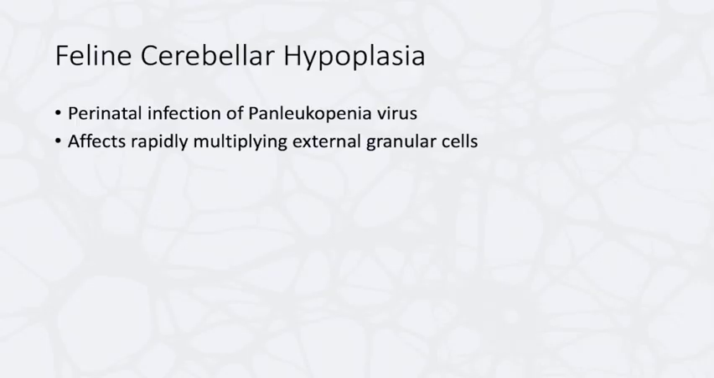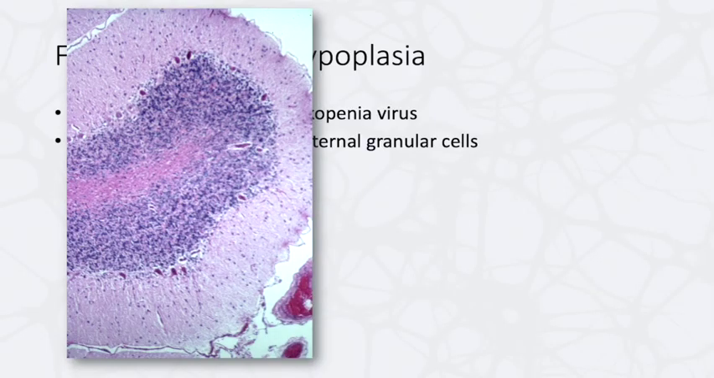The granular cells are rapidly dividing during the perinatal period. So either right before or after birth, these granular cells are multiplying. That's when they can be infected with the panleukopenia virus.